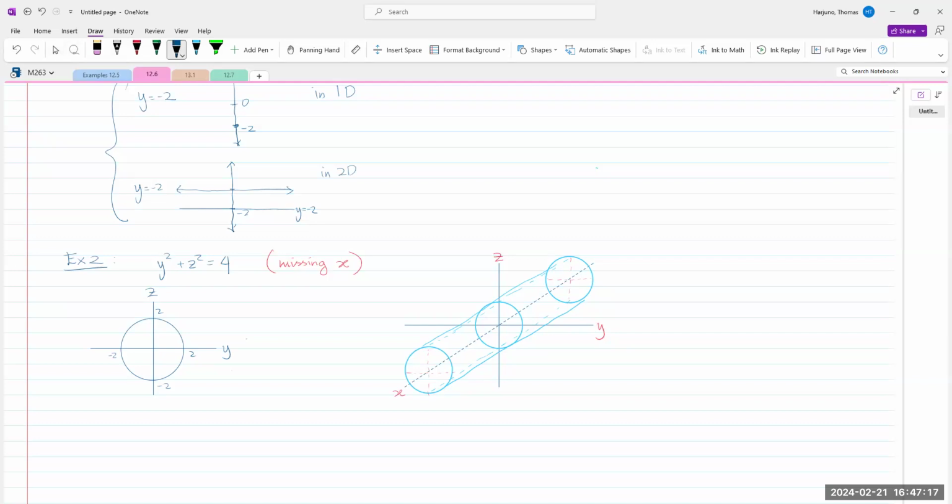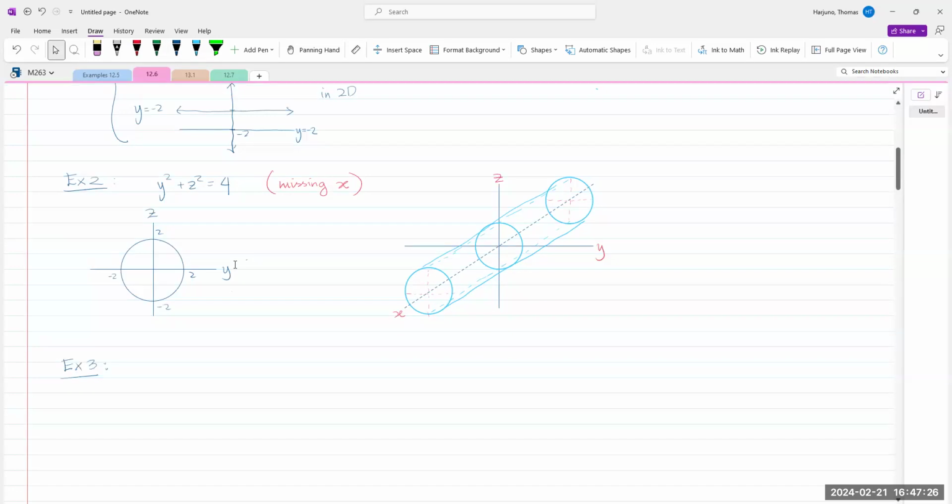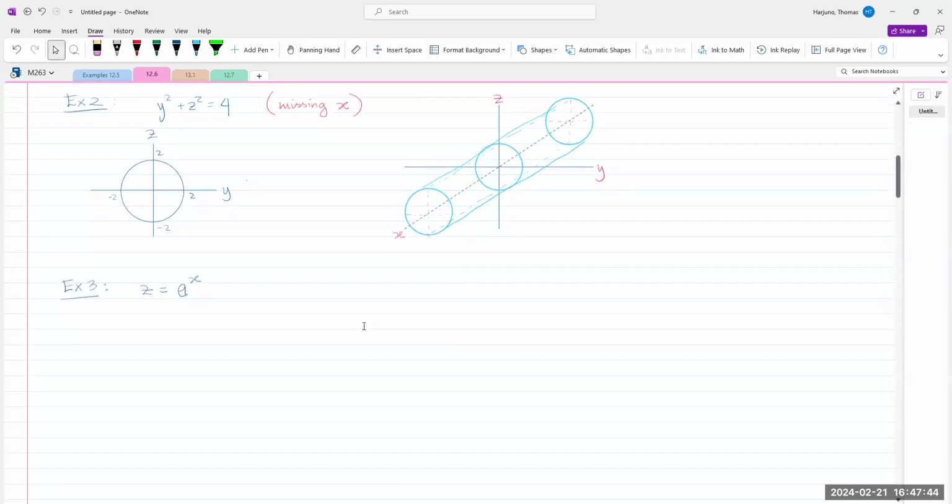Okay, the last example I give you for this, because I went over this last time in lecture 1b, lesson 1b. Let's say I have z equals e to the x. Notice that this is missing y. So what I will do is graph that on the xz plane.